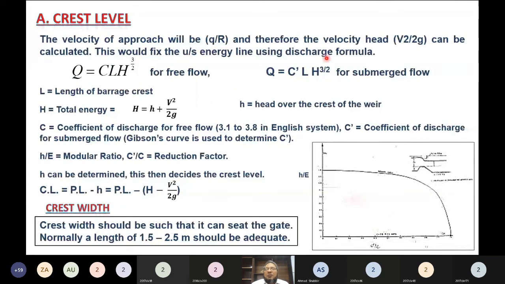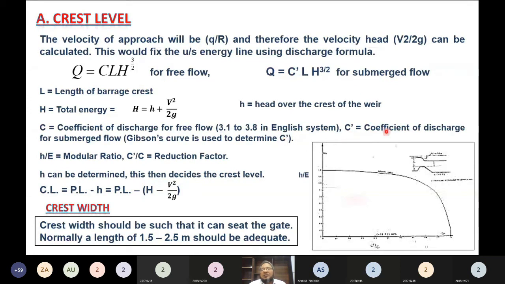And this is the equation for submerged weir or submerged flow. Discharge is C dash L H raised to 3 by 2. And total head capital H is small h plus V square over 2G. This is the approach velocity head, and small h is the head over the crest of the weir. This we used to measure even in the experiment in the lab. The value of C, the coefficient of discharge for free flow, varies from 3.1 to 3.8 in the English system.